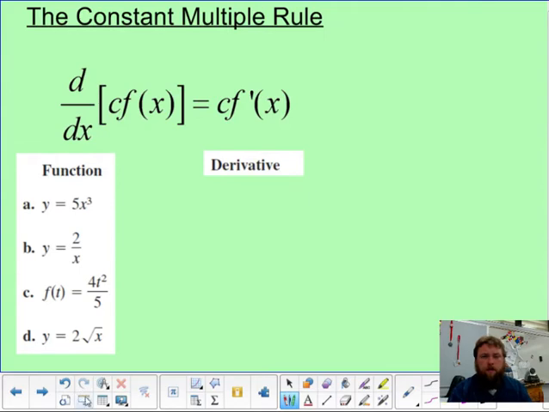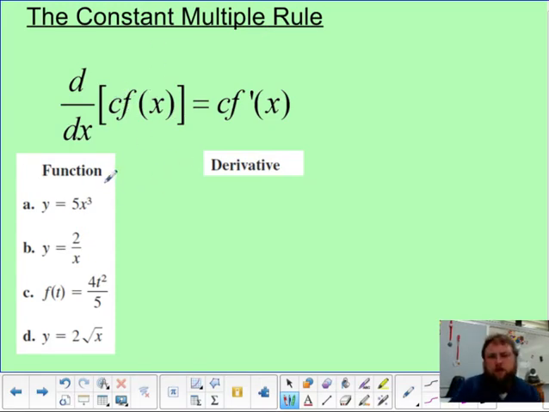Let's do some more. So constant multiple rule. What this says is I'm multiplying some function f of x by some constant c. That equals c times the derivative of that function. So basically that constant means whatever you get, just multiply by the constant.